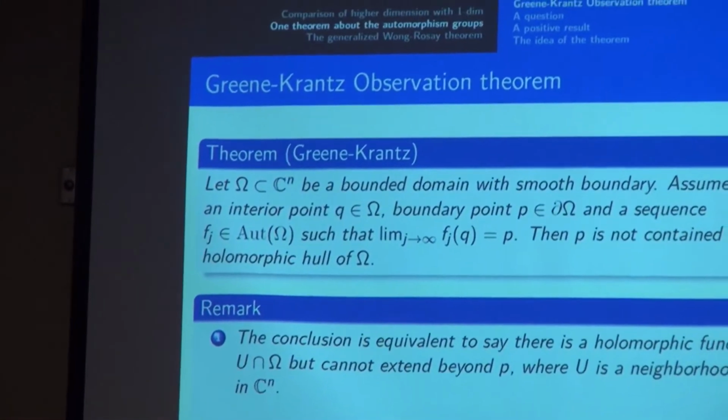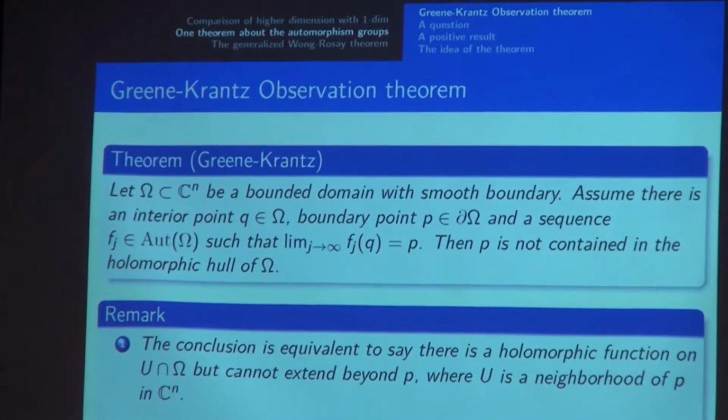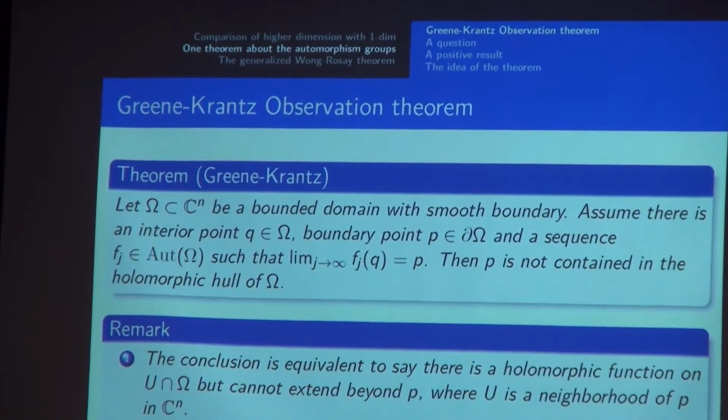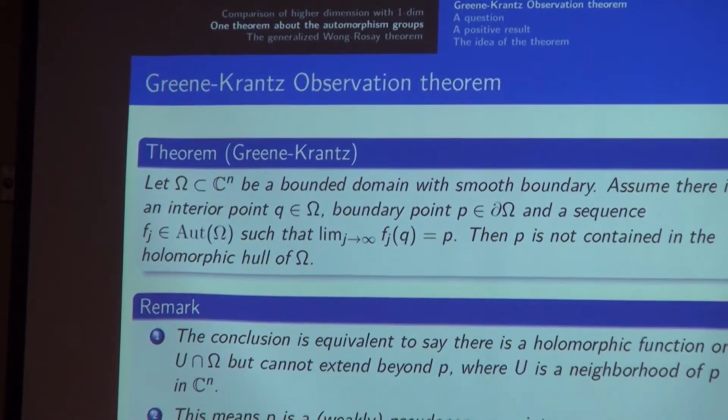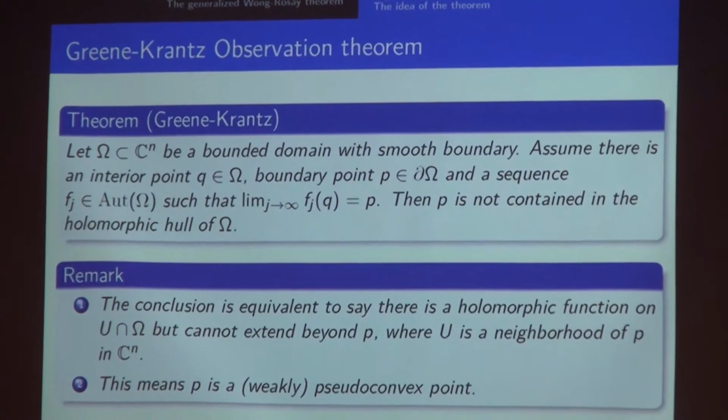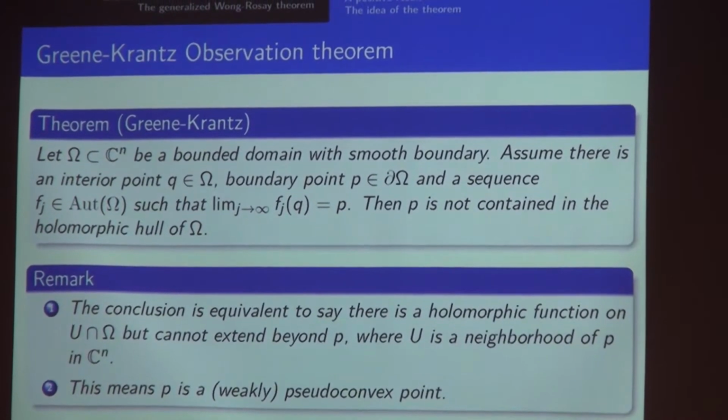Okay, of course, this case contains strongly pseudoconvex. But if P is strongly pseudoconvex, then it's biholomorphic to a ball. This theorem is also equivalent to saying P is a weakly pseudoconvex point. So it might be a strongly pseudoconvex point, maybe just a pseudoconvex point, but not strongly.